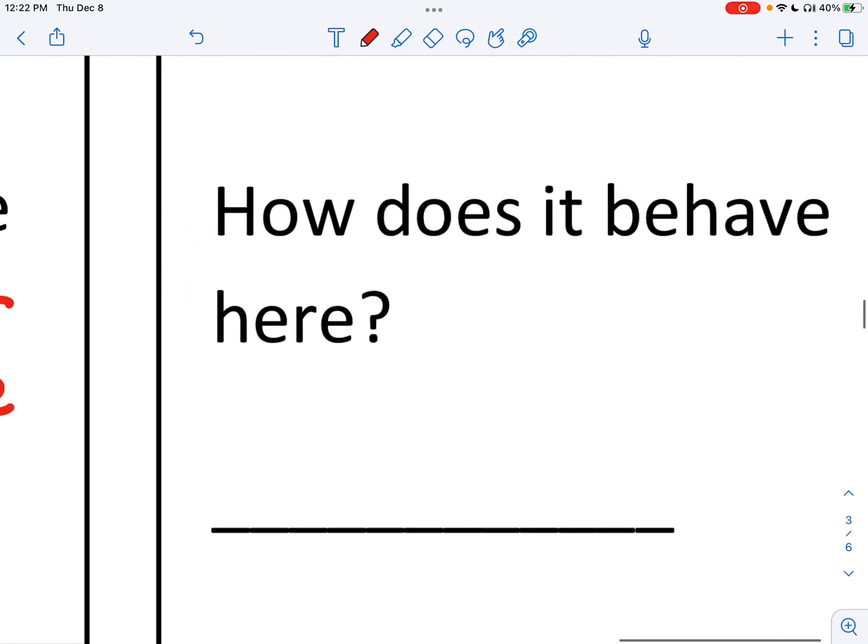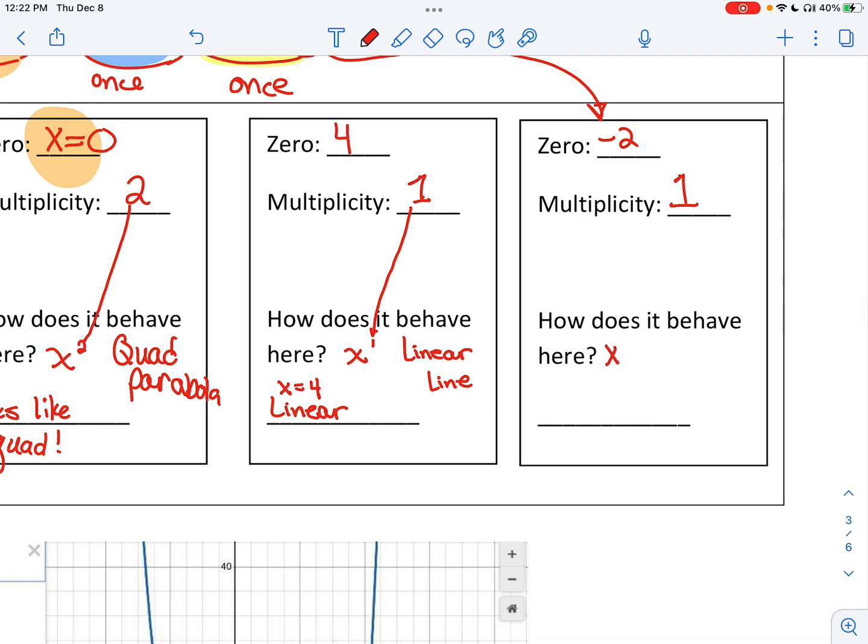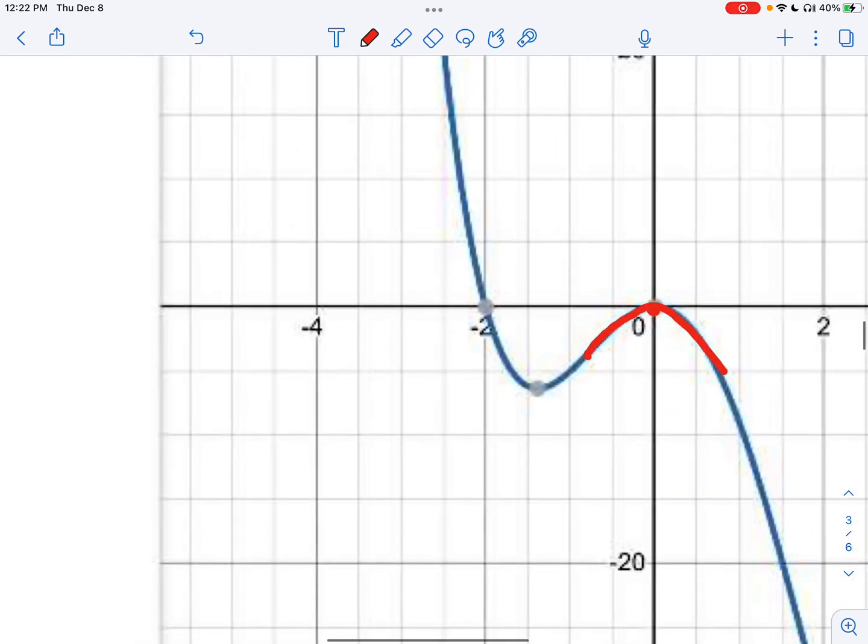Well, how does x to the 1 power behave? Well, x to the 1 power is linear, so it should behave like a line. So I'm going to say at x equals -2, it acts linear. Let's take a look. And sure enough, it does look like a straight line there.